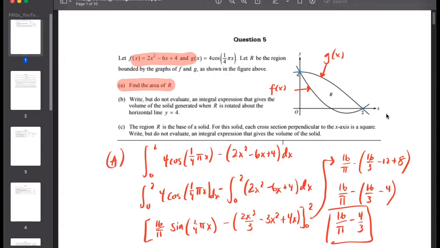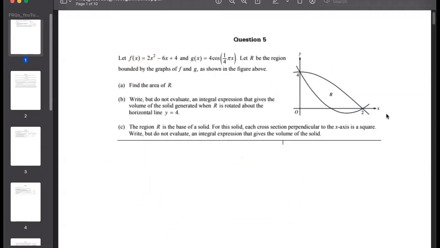Okay. Let's go ahead and go to part B. Part B is asking us to find the volume of the solid generated when the region R is revolved about the line y is equal to 4. So let me go ahead and draw that line, y is equal to 4. And as I'm drawing this, try to think about whether we're going to use disk method or washer method.